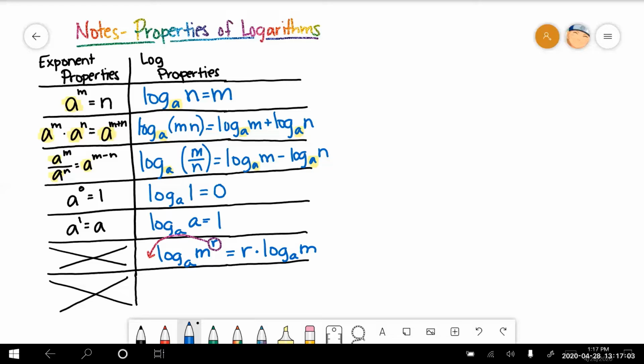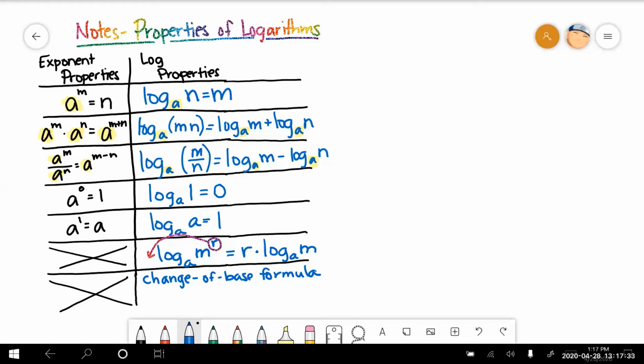And finally, we need our change of base formula. Okay, and the change of base formula, and all these are coming from section 5.5 of your textbook in case you want to check that out and see how they derived some of these. But this is our change of base formula.